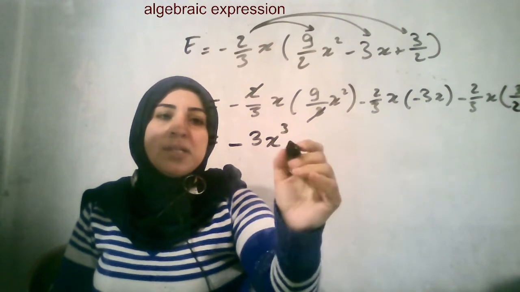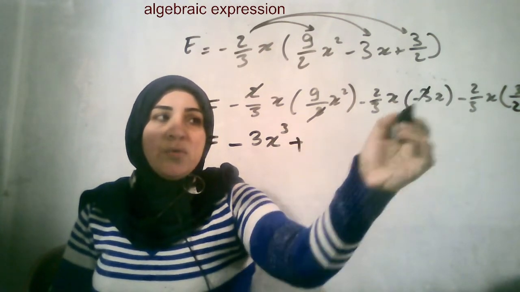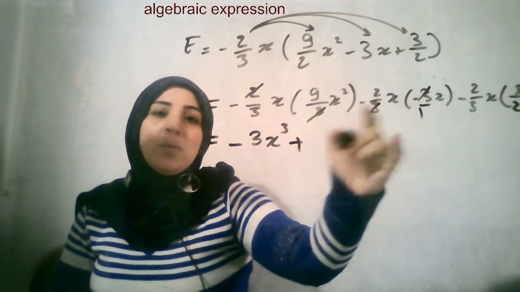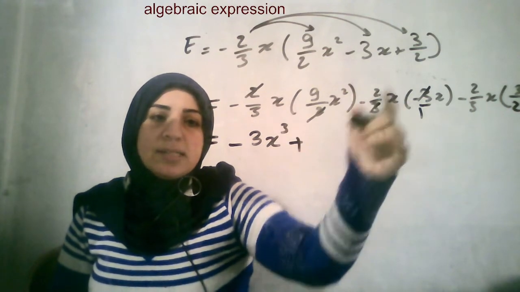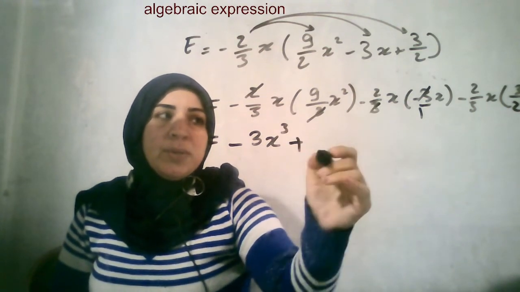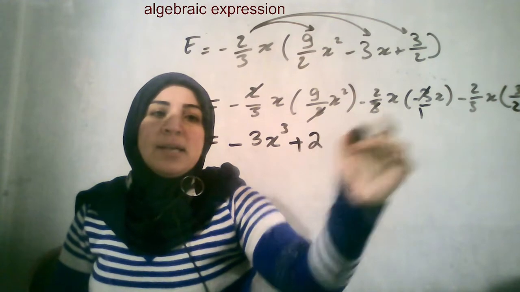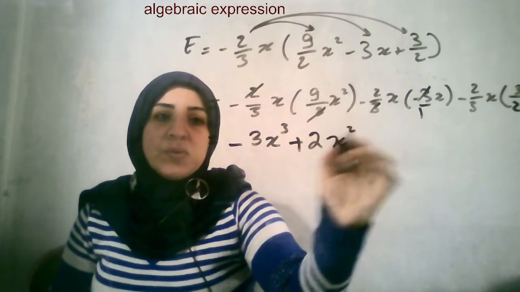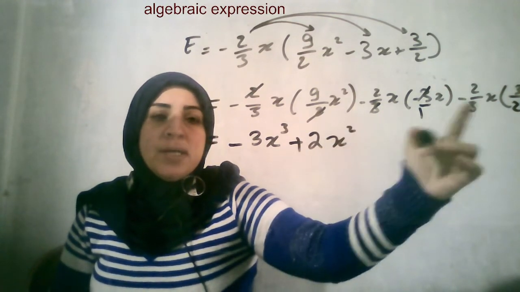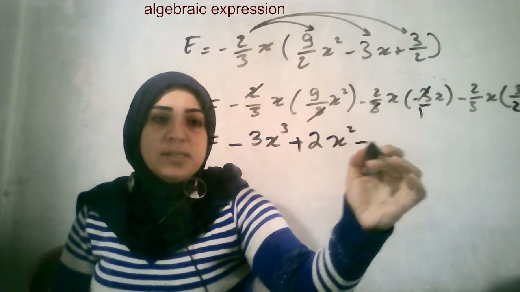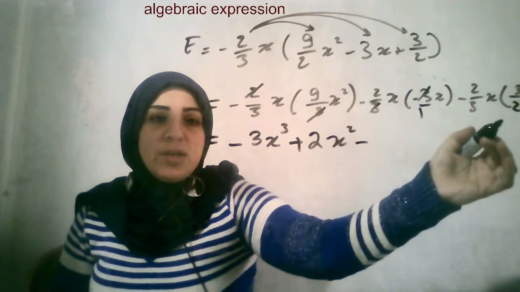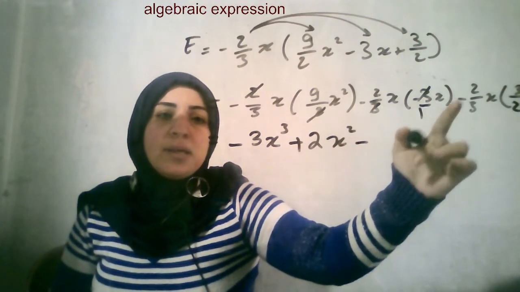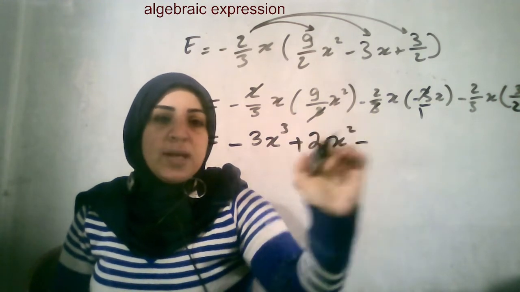Minus times minus is a plus. 3 over 3, it's 3 over 1, and when we are multiplying the fractions, I can simplify them. 2 over 1 is 2, and x times x is x squared. Here we have minus times a plus, which is minus. 2 over 3 times 3 over 2, we are multiplying by the reciprocal, so the answer is 1.